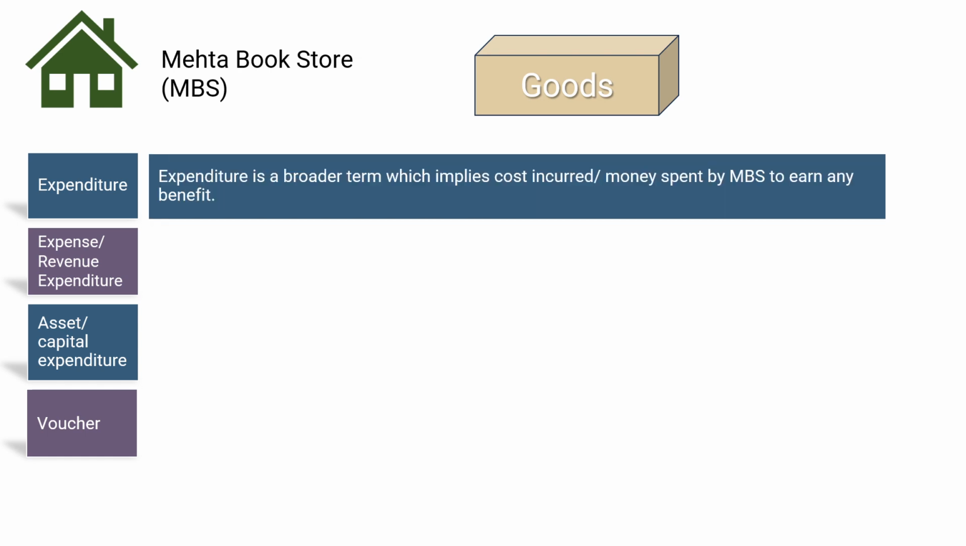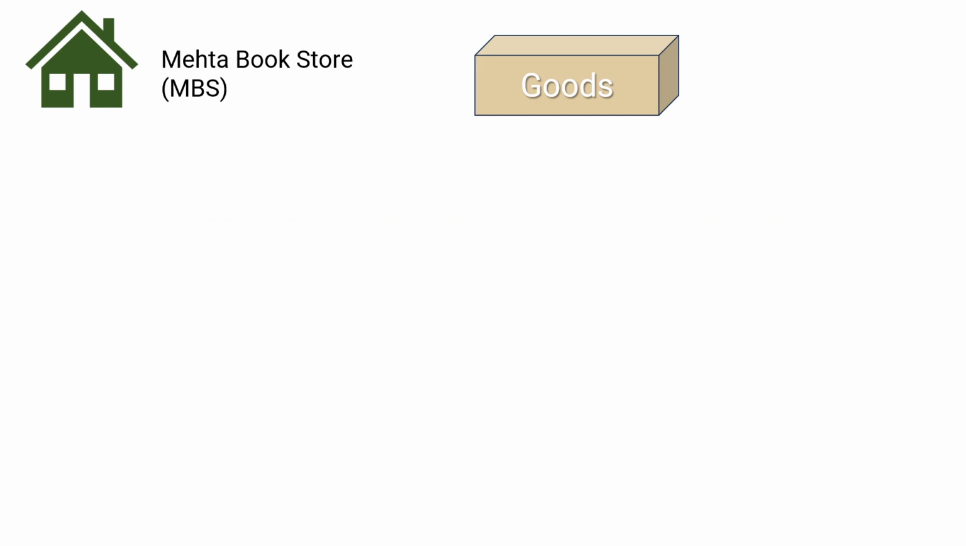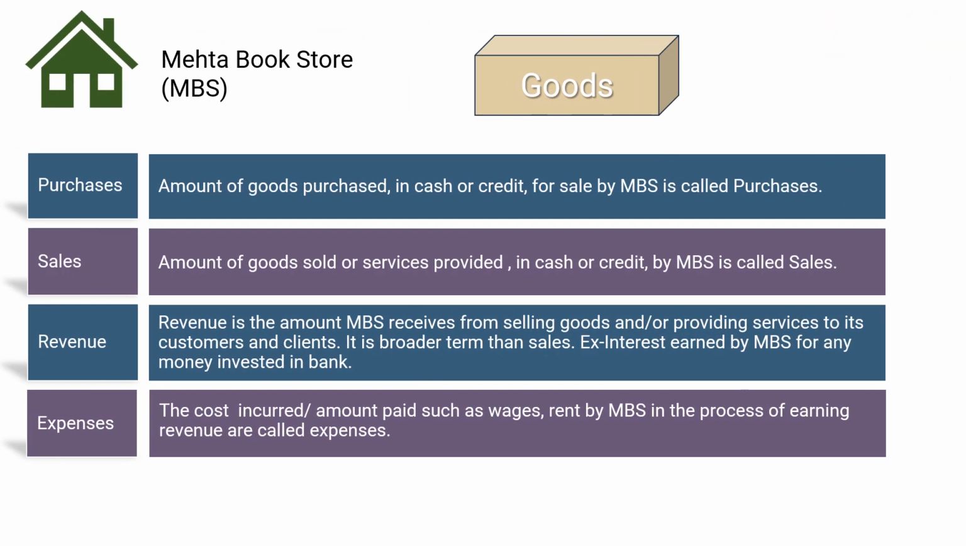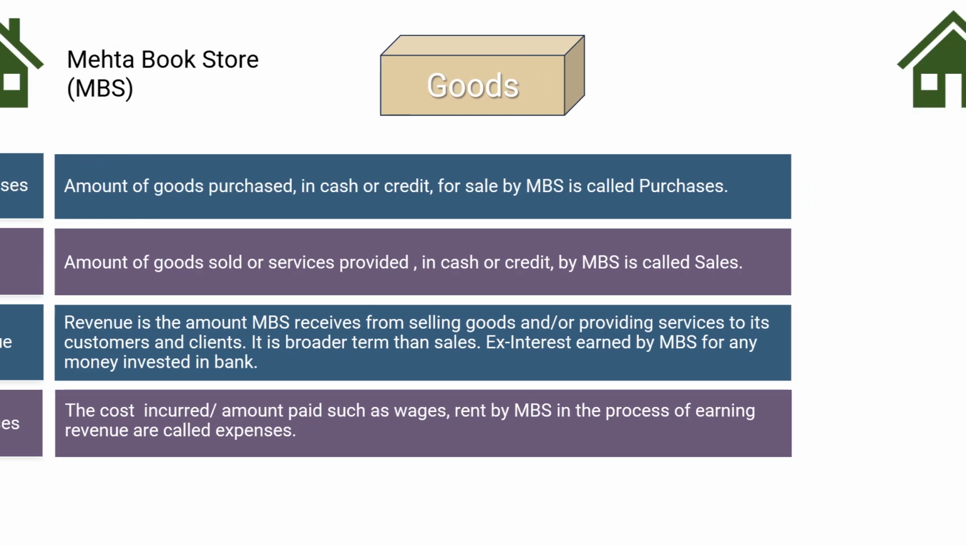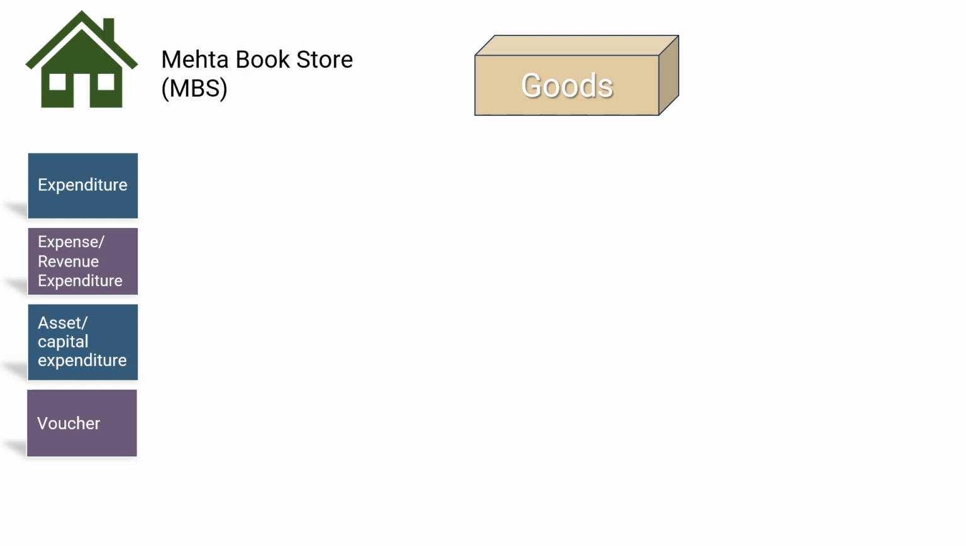Expenditure means the cost which is incurred to earn any benefit. To earn any benefit, if any expense is incurred, it is called expenditure. Expenditure is further divided into two parts, which are revenue expenditure and capital expenditure. So revenue expenditure is again called expenses. We have read expenses in the previous slide. This expense is also called revenue expenditure. I'll tell you why it's called revenue expenditure.